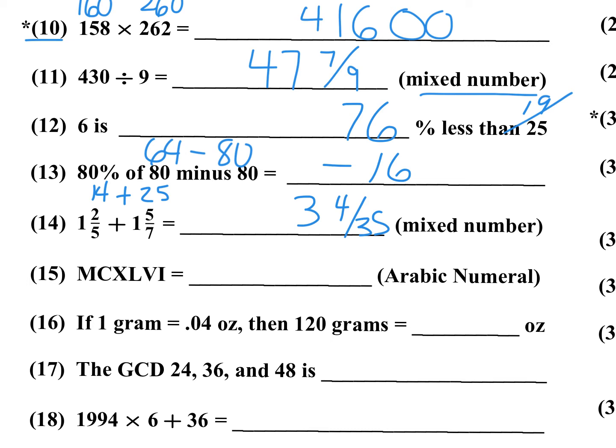Number 15. M is 1,000. Make sure you know your Roman numerals. M is 1,000. C is 100. XL is 40. So I have 1,140. VI, that's 6. 5 plus 1.